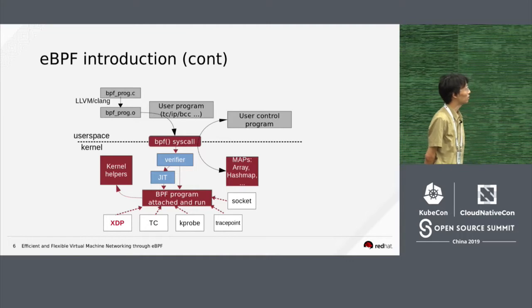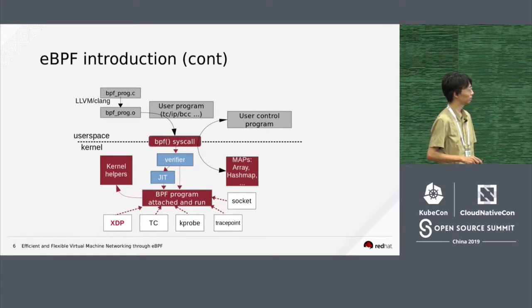How can we run an eBPF program? Let's speed up. First, we have a C program, bpf_program.c, and we compile it into bpf_program.o using LLVM or Clang. Then we have a loader that makes the bpf syscall, and then we pass it to the verifier, and then to the JIT. If we don't have a JIT, then we directly run the BPF program attached and run.